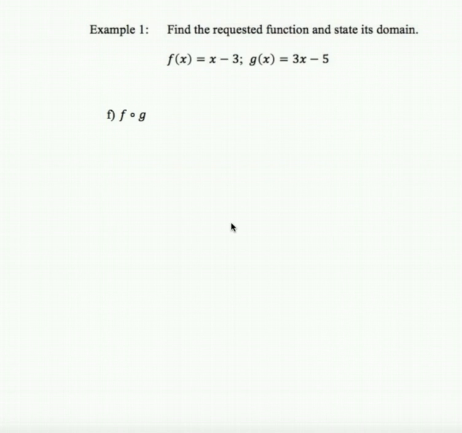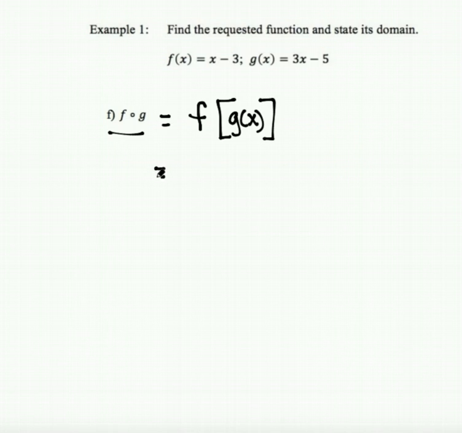Parts A through E in this first example were all examples of combining functions. Now we're going to look at composition of functions. So it says find the requested function and state its domain, same directions, but now we have f of g. And again, I like to write it in a different notation. I like to write it like this, f of g of x.